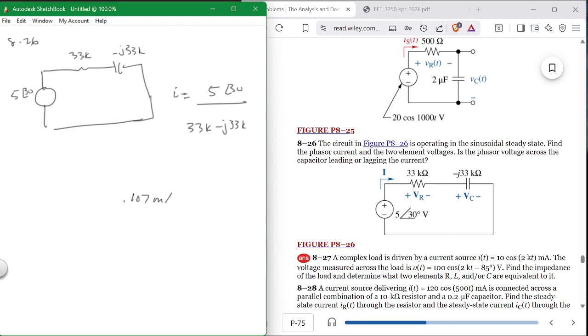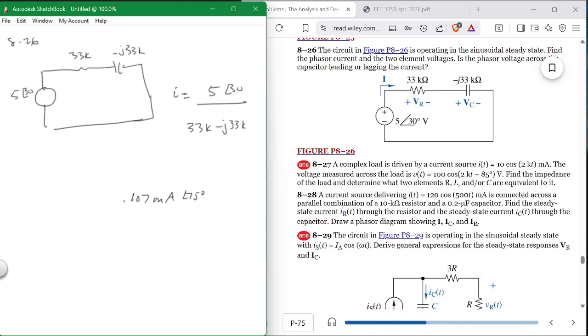It's 0.1 milliamps at angle 75 degrees, okay? So again, current is ahead of voltage. 75 is ahead of 30 by 45 degrees in this case. Again, exactly 45 degrees. Okay, so what's the voltage across each one? Well, it's I times 33K is voltage across the resistor. I times minus j 33K is equal to the voltage across the capacitor, and you're done.